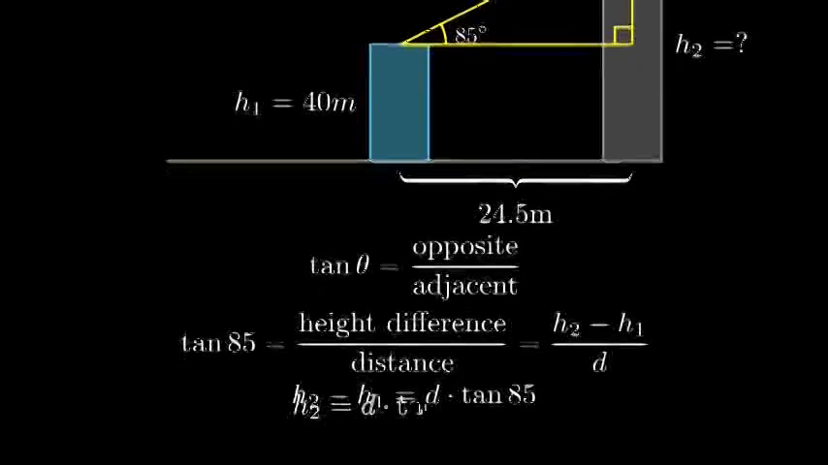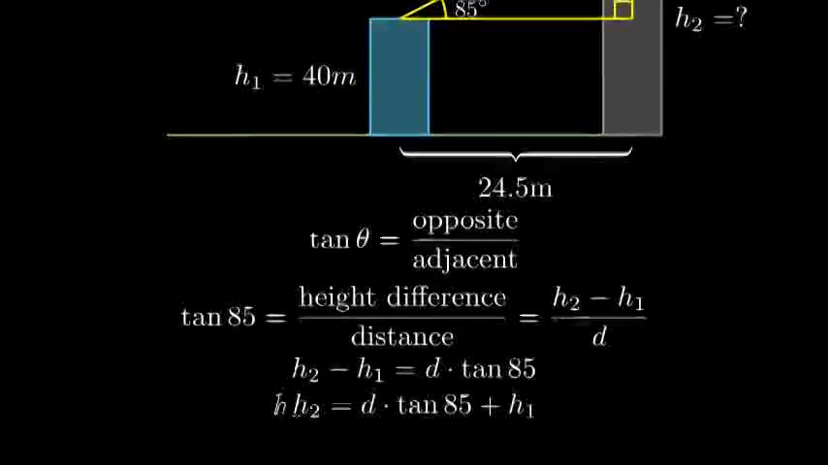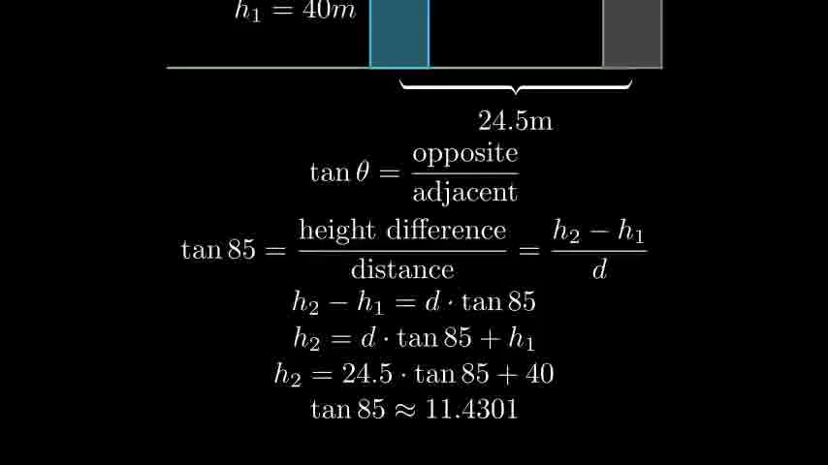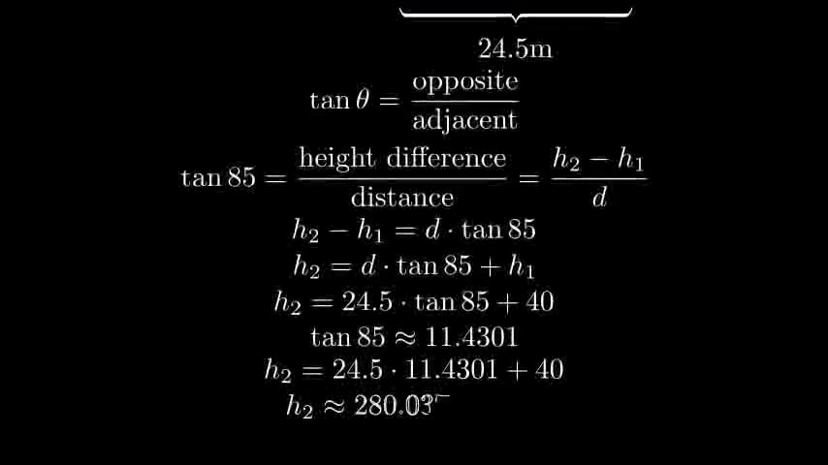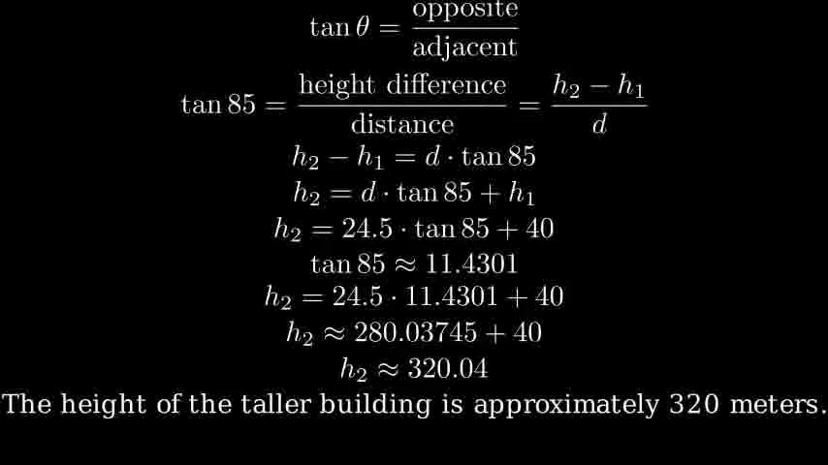Now, we can do a little bit of algebra and solve this equation for h2, which is what we want to find. Now, let's substitute the known values. Using a calculator, we find that tan 85 degrees is approximately 11.4301. Let's plug this value back into our equation and calculate h2. Rounding to the nearest meter, we find that the height of the taller building is approximately 320 meters.